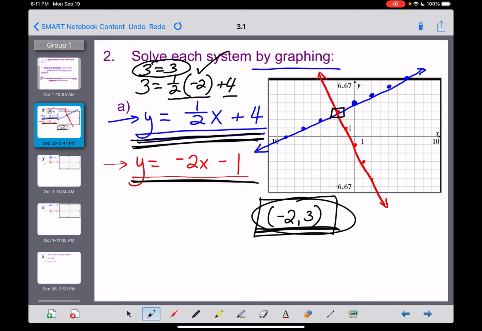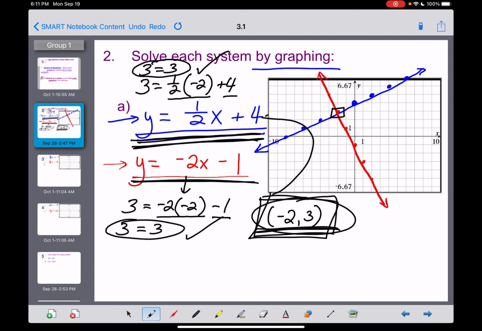But to be a solution, it also has to satisfy the second. So let's check it down here. y is 3. And that should equal negative 2 times an x value of negative 2 again, minus 1. So 3 is equal to negative 2 times negative 2 is positive 4, and 4 minus 1 is 3. Once again, we get a true statement, and check, this solution satisfies the second equation as well. So because this ordered pair works in both the first equation and the second equation, this is our solution to this system of equations.